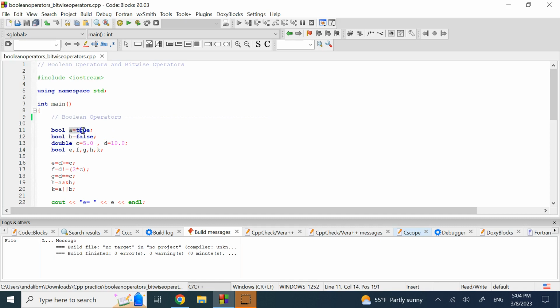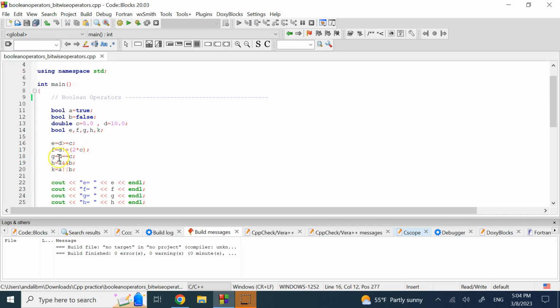Boolean variables, we can create them using true or false, or by any comparison operators. Here I create two Boolean variables, two double values, and another set of Boolean variables, E, F, G, H, and K. And here I assign the values to these five. For E, I said D is bigger than C. Well, of course, 10 is bigger than 5, so E is going to be true or 1.